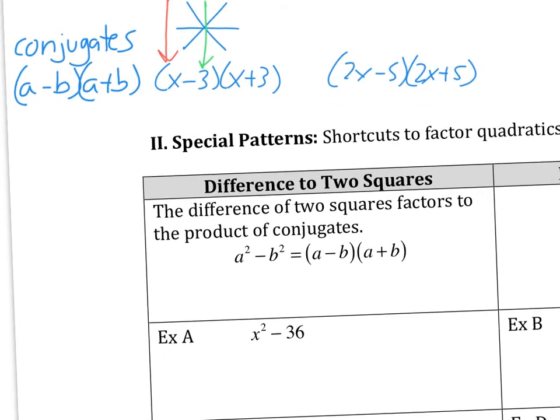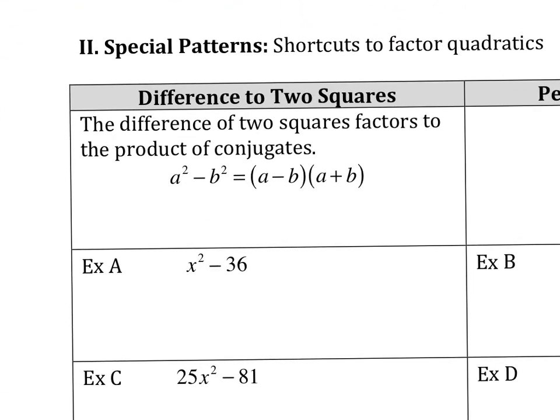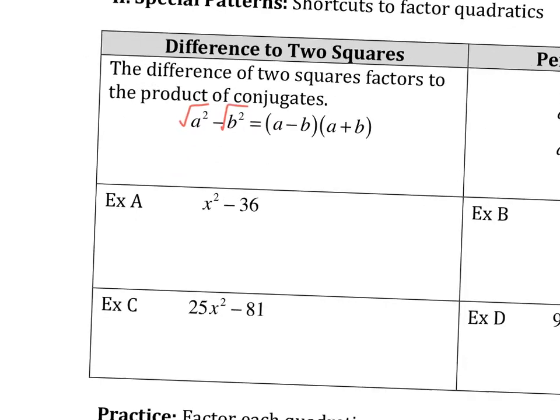So the shortcut here, and it's called the difference of two squares, is that if you have a perfect square minus a perfect square, so a squared minus b squared, the difference of two squares factors to the product of conjugates. It's as simple as this. You square root that, and you square root that, and then you conjugate it. So if you recognize a difference of two squares, then there's no snowflake, there's no grouping method, you just jump straight to the answer.